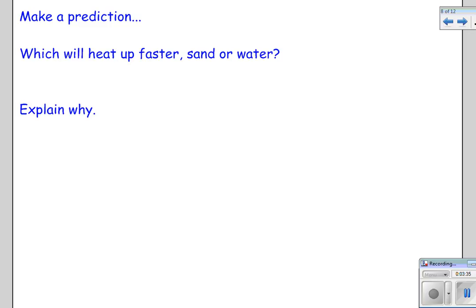Right now I want you just to make a prediction. Which do you think will heat up faster, sand or water? Go ahead and write in your notes why you picked that one.